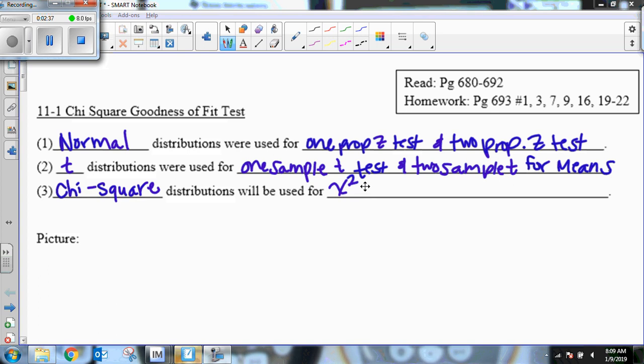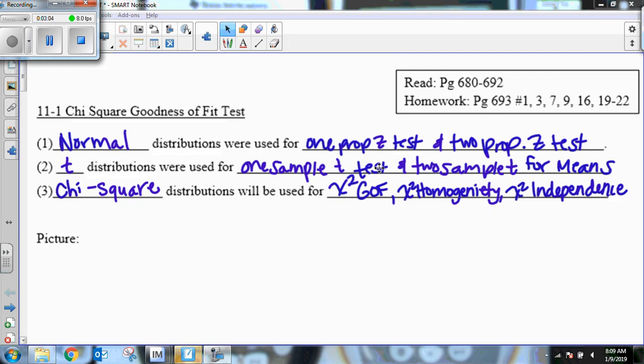So the tests that we're going to be using a chi squared distribution on is 3 different types of tests. Chi squared goodness of fit, chi squared homogeneity, and chi squared independence. Okay, thankfully, homogeneity and independence are practically the same test. The only difference is how you write your null and alternative hypothesis. So goodness of fit's a little bit different, and so that's where we're going to start.